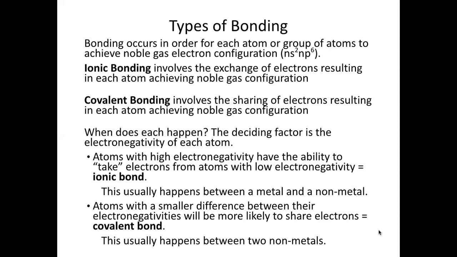Atoms with a smaller difference between their electronegativities will be more likely to share electrons. And this is when covalent bonding happens. This usually happens between 2 nonmetals.